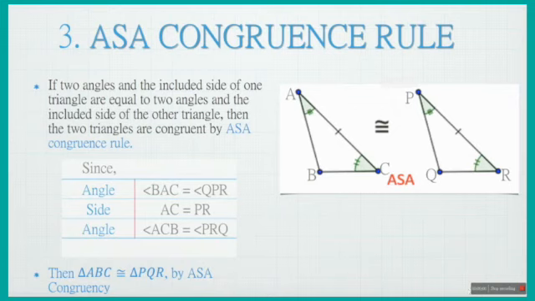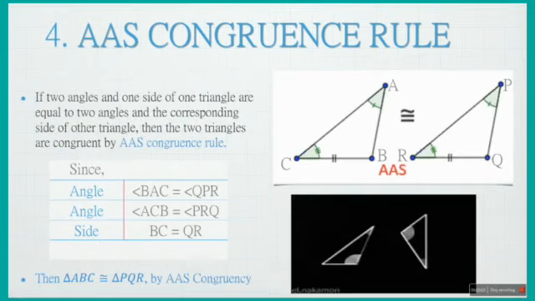The third criteria is the ASA congruence rule, which says if 2 angles and the included side of one triangle are equal to 2 angles and the included side of the other triangle, then the 2 triangles are congruent by angle side angle congruence rule. Like in the figure we can see that angle BAC is equal to angle QPR, side AC is equal to PR, and angle ACB is equal to angle PRQ. Then triangle ABC is congruent to triangle PQR by ASA congruency.